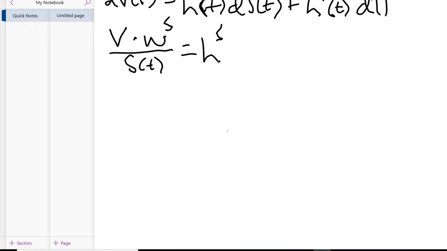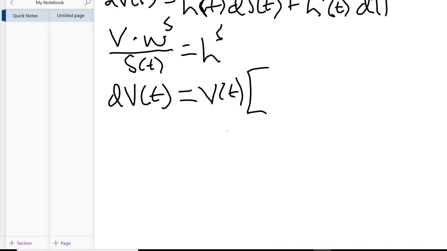You would have dV_t equals the value of the portfolio times the weight of each asset times the proportional change in each asset. I hope I don't go off the page here, so let me erase this one second and write it a little bit smaller.